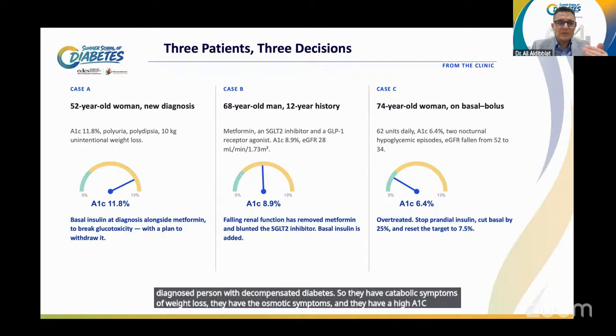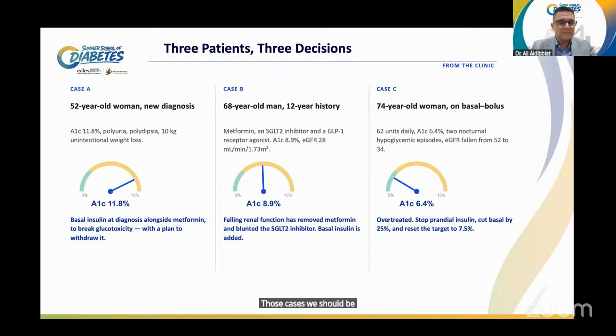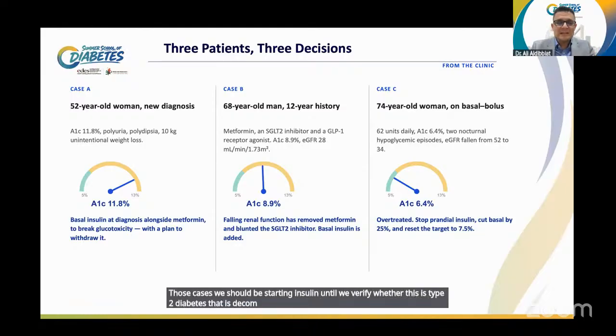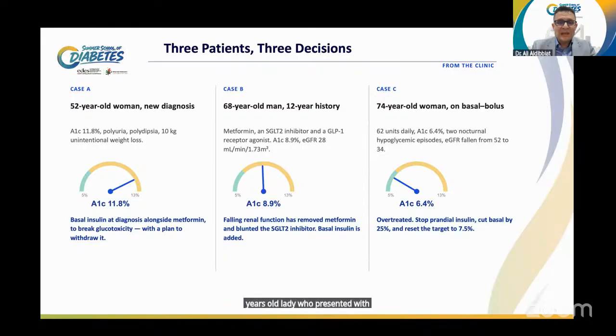In those cases, we should be starting insulin until we verify whether this is type 2 diabetes that is decompensated or whether this is type 1 diabetes. And by the way, type 1 diabetes can happen at any age. The oldest person I diagnosed with type 1 diabetes was an 83-year-old lady who presented with DKA. And when we tested the antibodies, they came back positive.